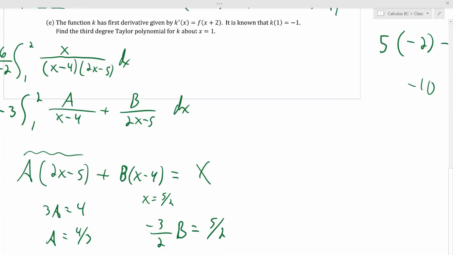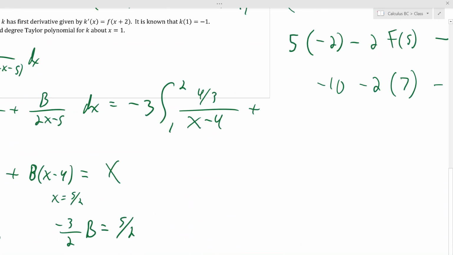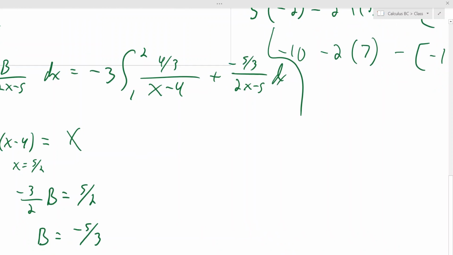Okay? So the integral is going to be easy. It's the integral from 1 to 2 of 4/3 over x minus 4 plus negative 5/3 over 2x minus 5 dx. And you can make that minus if you want. And they're just going to be natural logs, right?